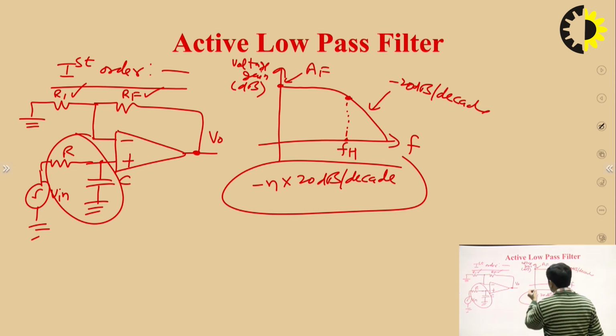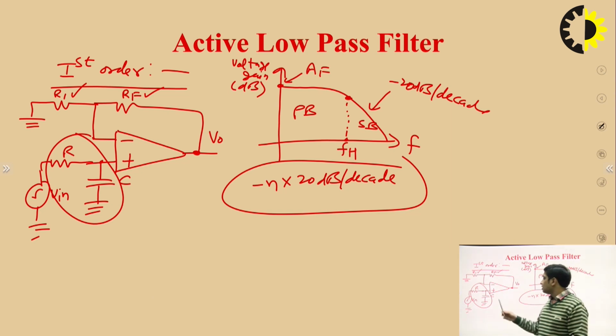And there are two bands also. One is called the pass band and the other is called the stop band. You can see that in the pass band the gain is higher and in the stop band the gain is decreasing. Fine. So this is the frequency response of the first order low pass filter. For the second order low pass filter, the roll off rate will be minus 40 dB per decade.